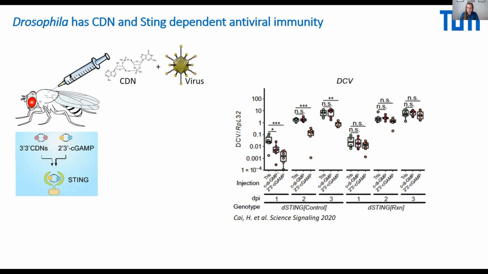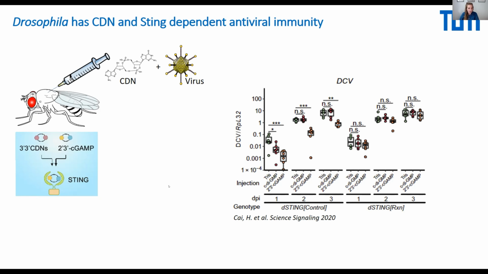And so when you pre-treat here with the cGAMP, this is days post-infection down here. So at day 2 and 3, you can see that you have a reduction in the viral replication in the flies. And when you take out the Drosophila STING, then this protection is gone, which means that the protective ability of cGAMP is dependent on STING.